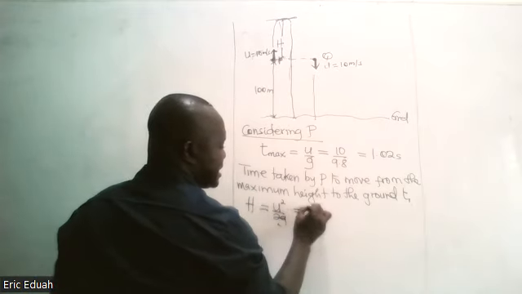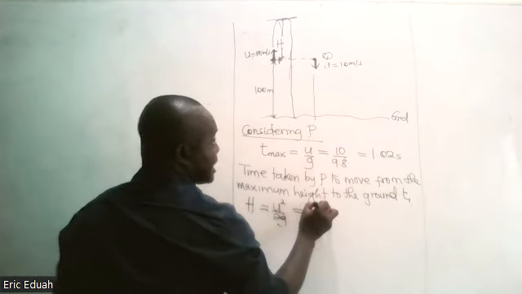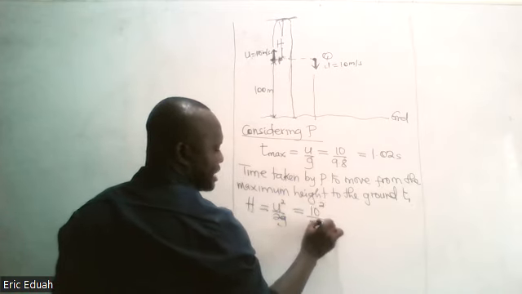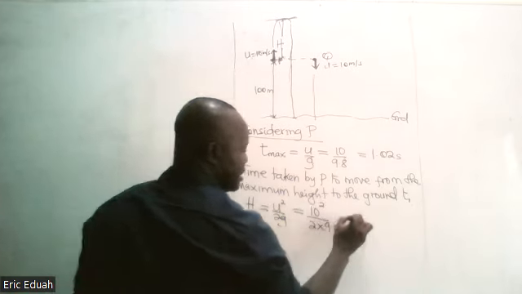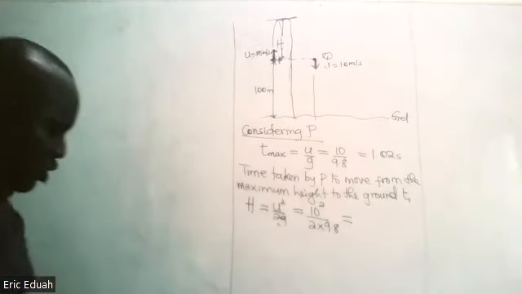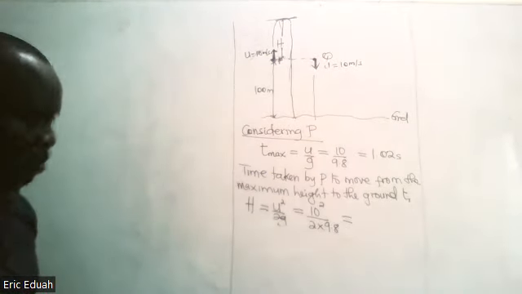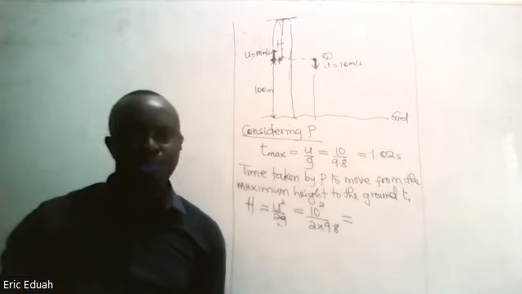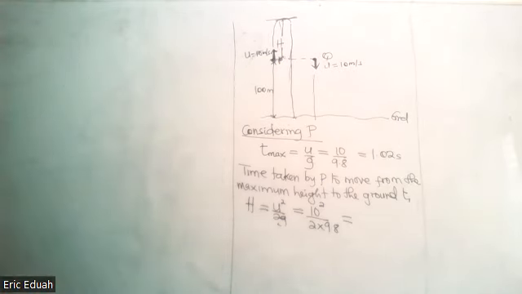So U is 10, so 10 squared divided by 2 times 9.8. And that is equal to, what is 100 divided by 2 times 9.8? Quickly calculate that for me.